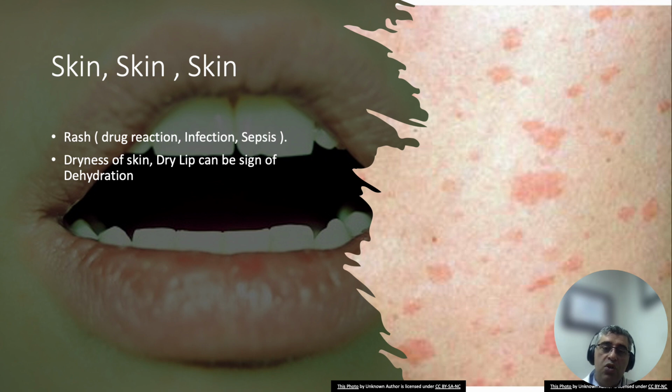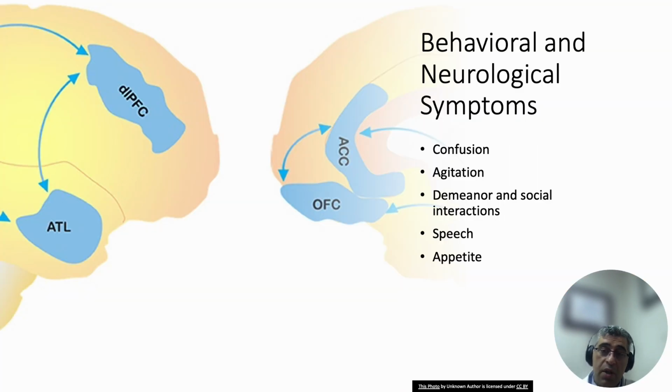They can see if one of the drugs is causing this rash. Dryness of the skin and dry lips can be a sign of dehydration. That's why when you look at the skin, even a cracked lip is something that you need to look at, and if you have it, you think about possible dehydration.